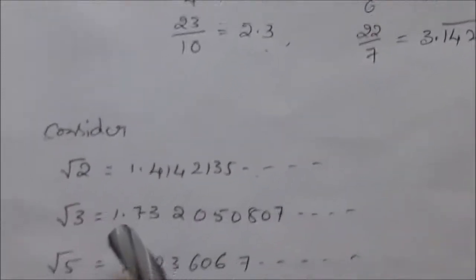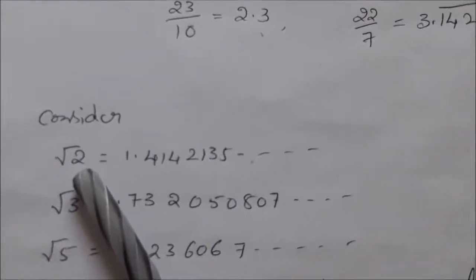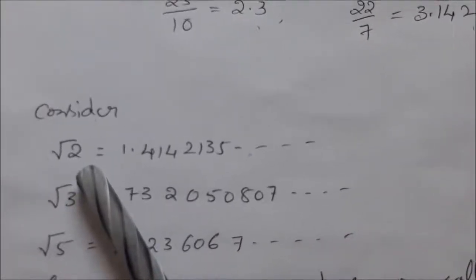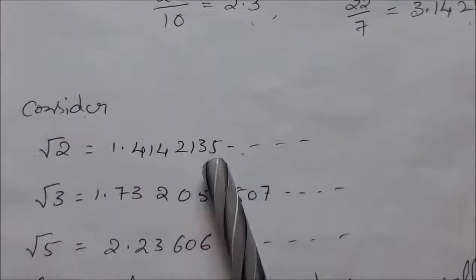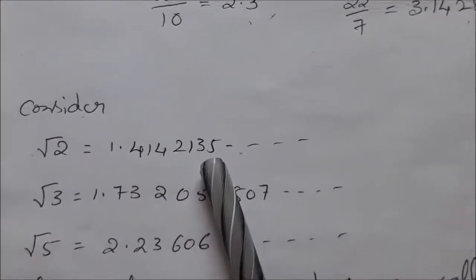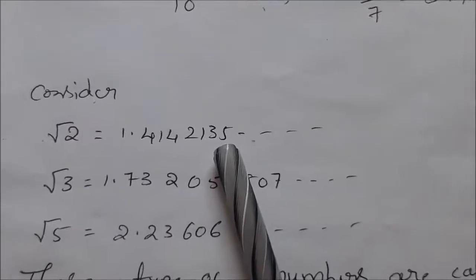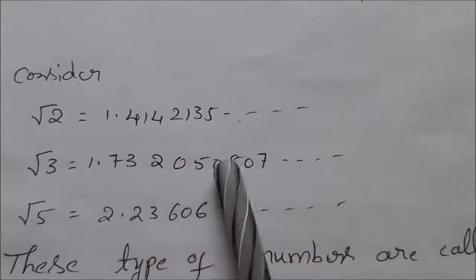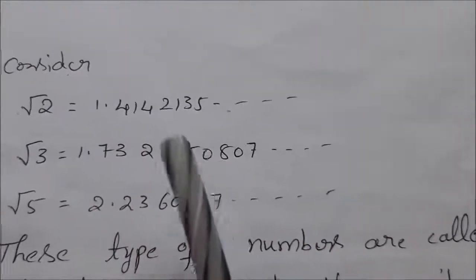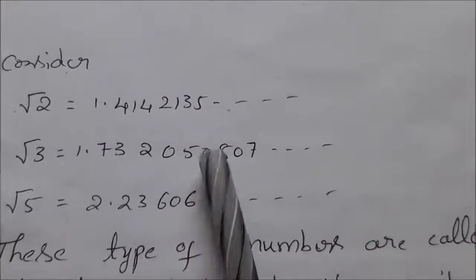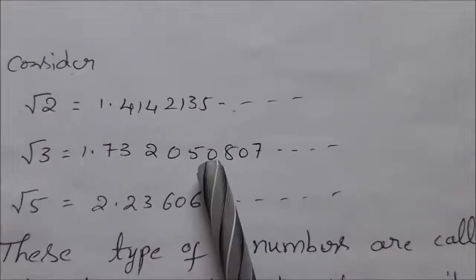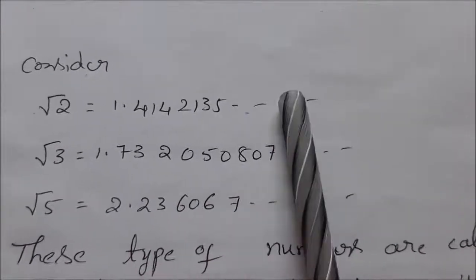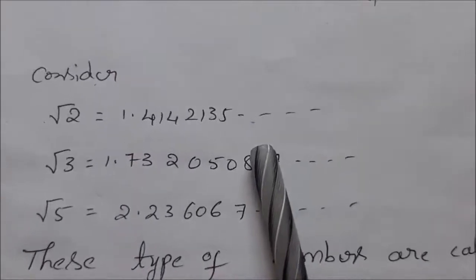Suppose we consider root 2. What is the value of square root 2? The value of square root 2 equals 1.414 and so on. This is neither terminating nor non-terminating repeating decimal. Consider square root 3. The value of square root 3 equals 1.7320 and so on. This is also neither a terminating nor a non-terminating repeating decimal. So these types of numbers are called irrational numbers.